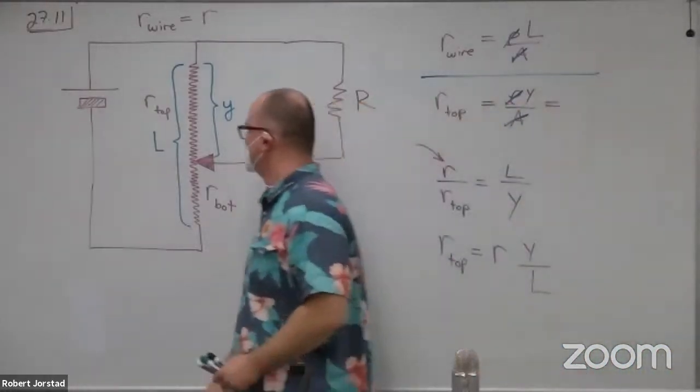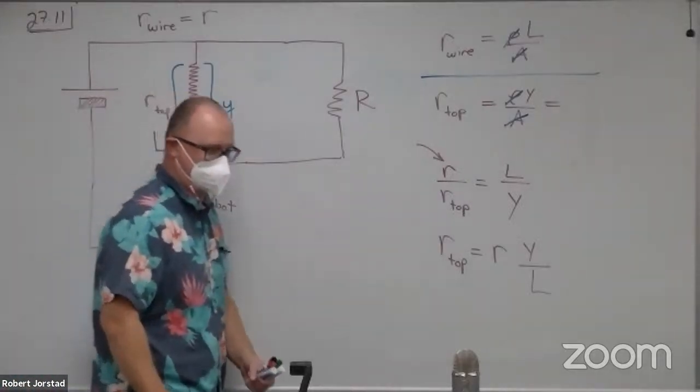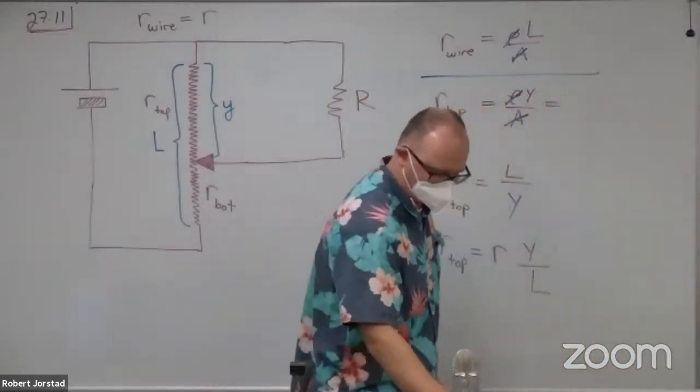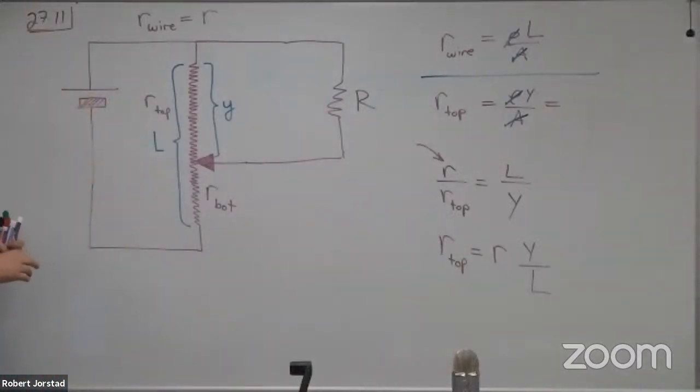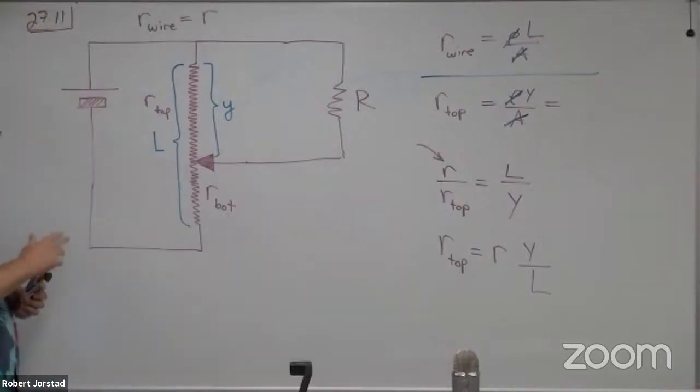A variable resistor is another name for it. Sometimes there's old school ones called rheostats. Maybe you've heard of that term before. They're all subtle differences, but basically, we'll see why. It's called a potentiometer, related to the word potential. All right, let's see what we can get out of this.